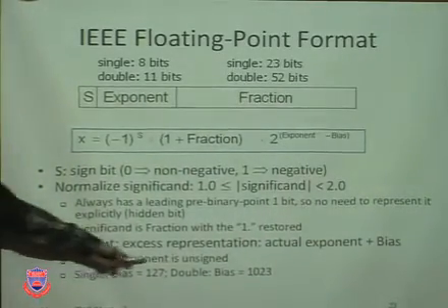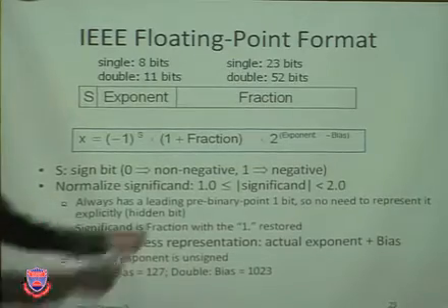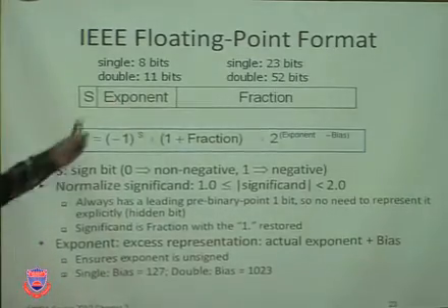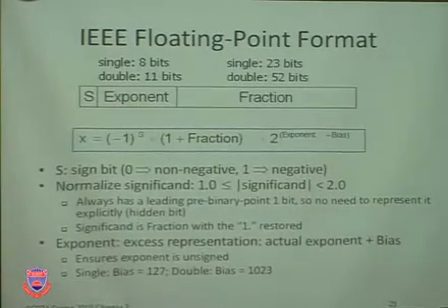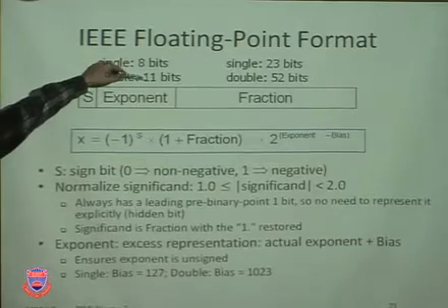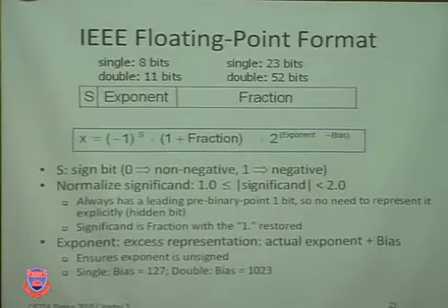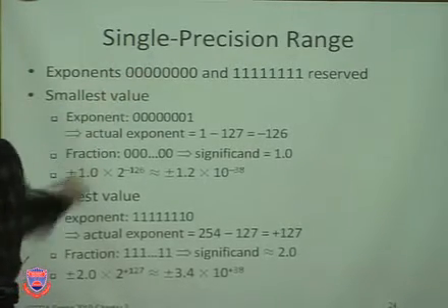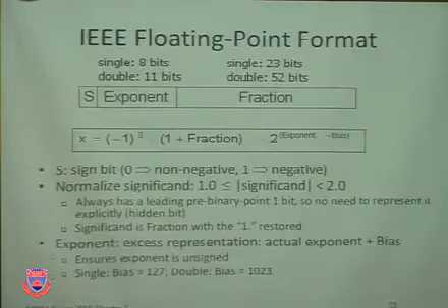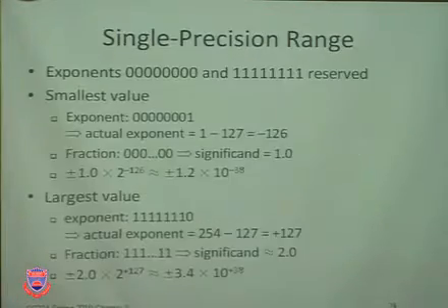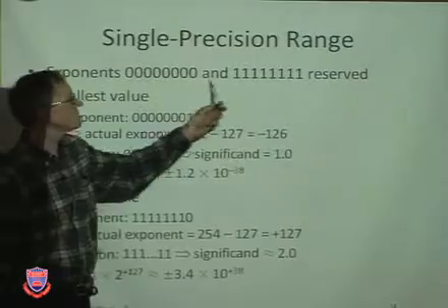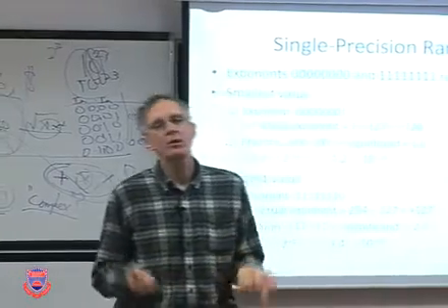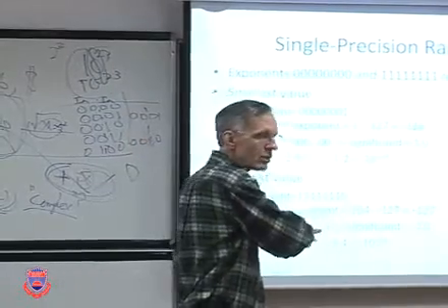Okay, it ensures that the exponent is unsigned. So because of this, I'll always have a positive number here for my exponent. And that means I can use the full range from 0 up to, in this case, 255. In this case, 2047. All right, so therefore, in the single precision range of numbers, using this with 8 and 23, we're going to reserve the exponents of 8 zeros and 8 ones for special purposes. So that means out of the 256 possible exponents, 254 are valid for the reasons we're going to show, and two of them are reserved.